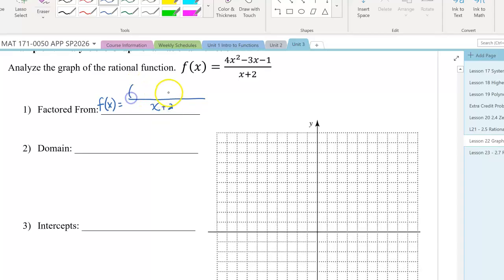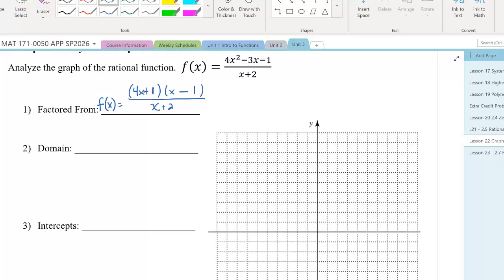In the numerator, I'm going to open up two sets of parentheses, and I'm going to do some guessing and checking because I notice that the last term is negative 1, and there's only two factors of 1, and that's 1 and 1. And one of them is going to have to be negative, and since the 3x is negative, I'm going to make this minus and this plus. Let's see if that works.